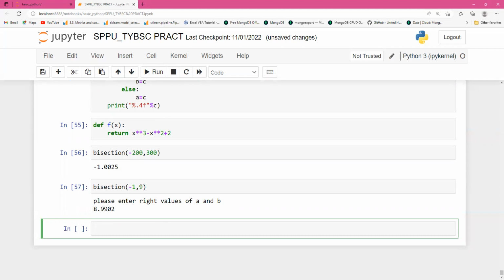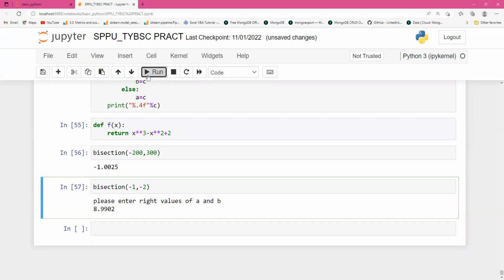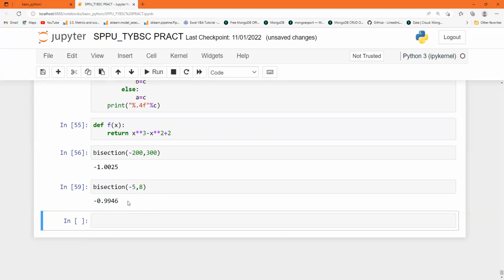Yes, a and b. Now I have to use some other value. Suppose I'm taking minus 2. Then what will happen? Let us see. It again gives me, please enter the right values of a and b. It will calculate the root, but not in that case. Okay. So suppose I'm using here minus 5 and 8. Then what will happen? Let's see. It will give me the output, that is, minus 0.9946, by using the bisection method.